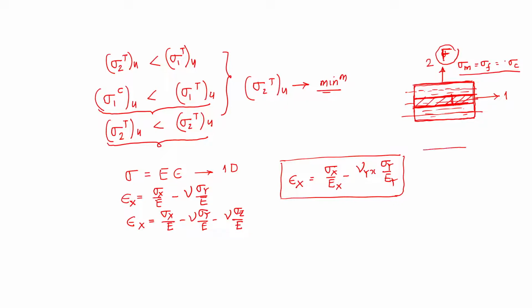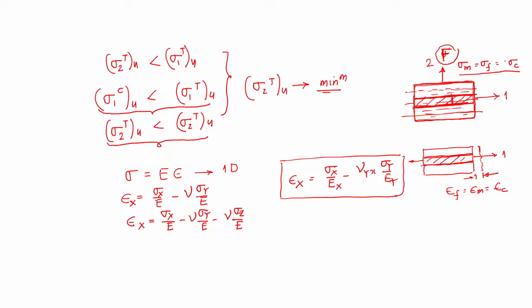Unlike in this direction, when we have done for direction 1, the strain is the same because they are perfectly bonded. They are not allowed to stretch by different amounts. Therefore, whether it is the fiber strain, the matrix strain, or the composite strain, it is the same.